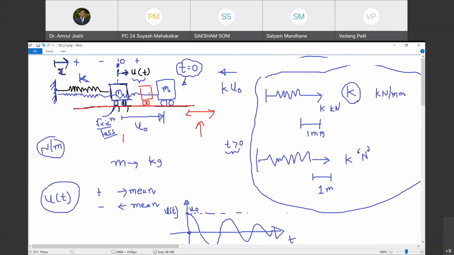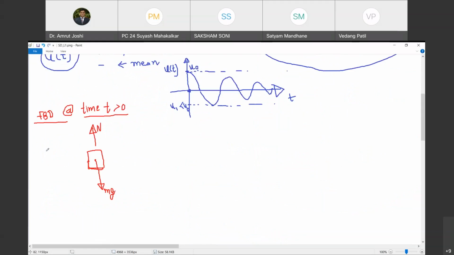At that time, the block was still occupying a position towards the right of its mean position. Are you with me? Yes, sir. And at that time, its distance from the mean position was u of t. Are you with me? Yes, sir. So for simplicity, I am going to call it u now. I am going to drop the argument. u is a function of t, therefore t is called the argument of u. I am going to drop that argument so that we can write it in a simplified fashion. So when I say u, you have to understand that this u is a function of time.